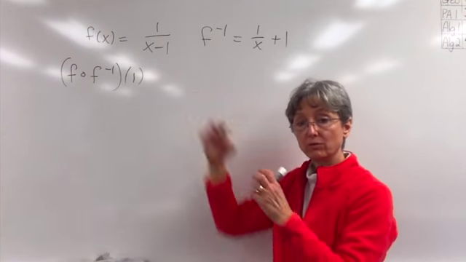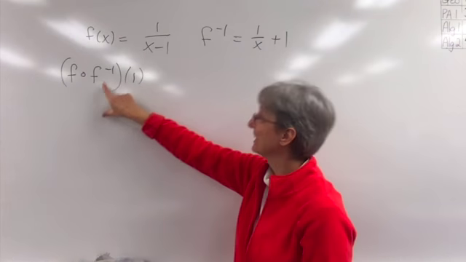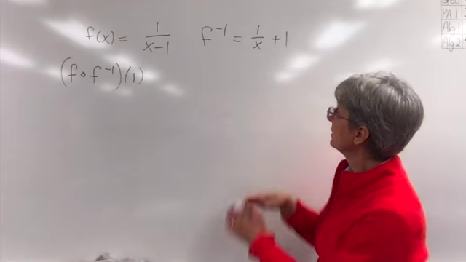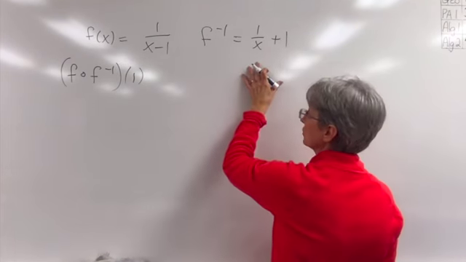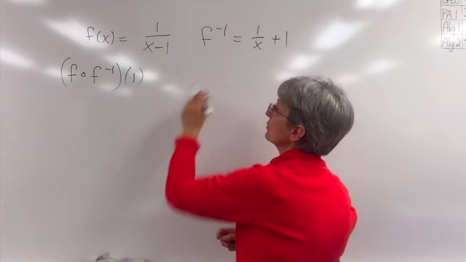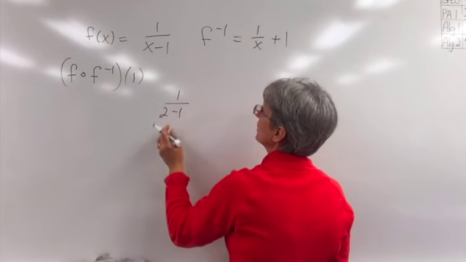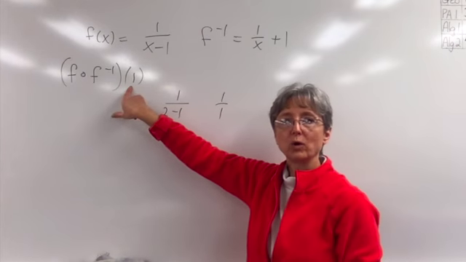So remember, I go from the inside out. First I'm going to put 1 into my inverse. That would give me 1 over 1 plus 1, which equals 2. Now I'm going to put 2 into here, and I get 1 over 2 minus 1, which is 1 over 1. And what comes out was 1.